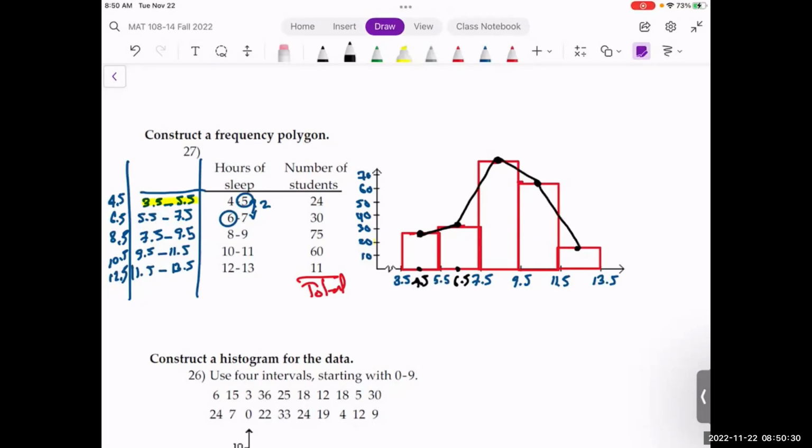As you see here, it's still open. So whenever you do this, in the end you go back to 4.5 and take away 2. If you take away 2, you're going to get 2.5. And then you connect it to 0, right? And the same thing for this one, it is 12.5. Add 2, you're going to get 14.5. And then you connect this one with 0. So this is the frequency polygon. The frequency polygon and the histogram are tightly connected. Are we okay?